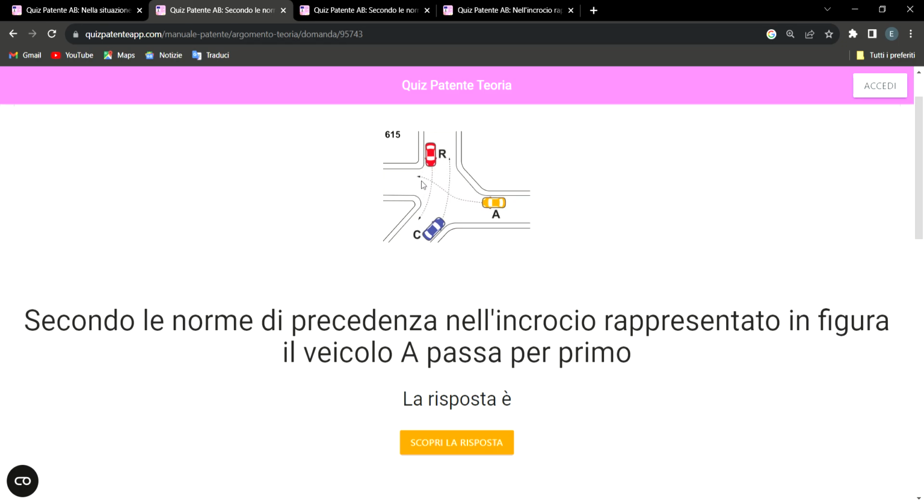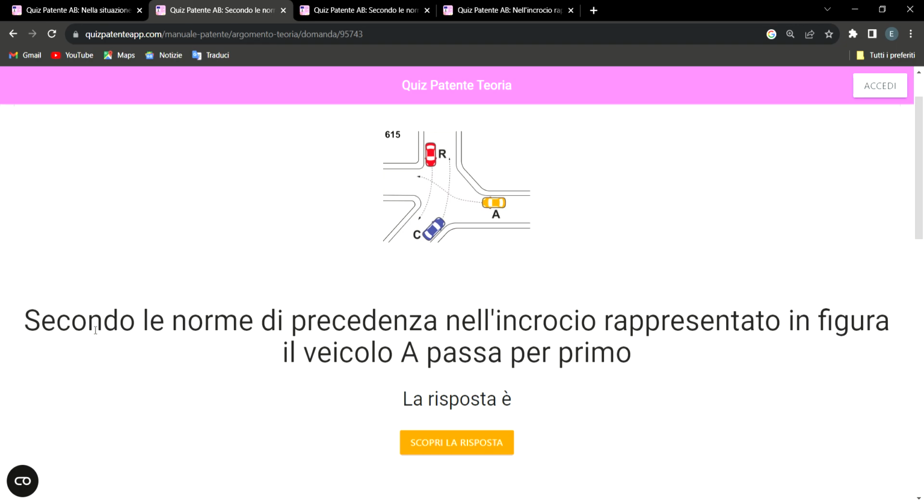So when vehicle R transits, automatically, vehicle A, we now have a free space, because by the time this vehicle R transits, here will now become an empty space, which means vehicle A will now follow. So lastly, vehicle C will now follow.